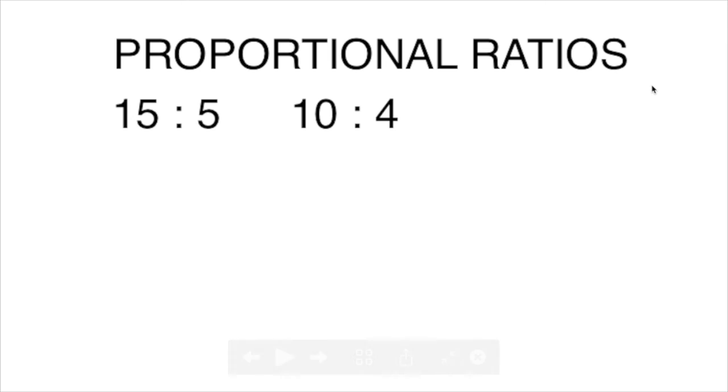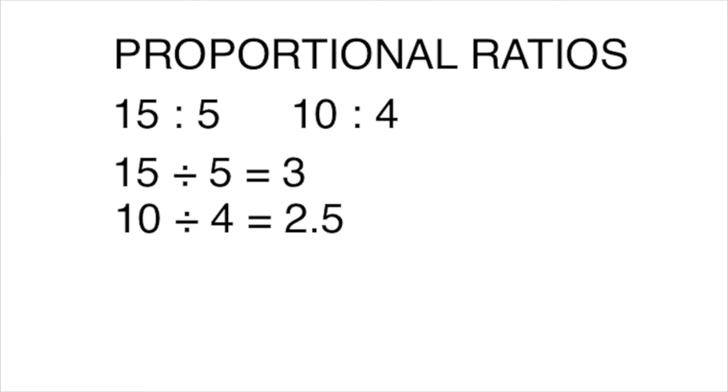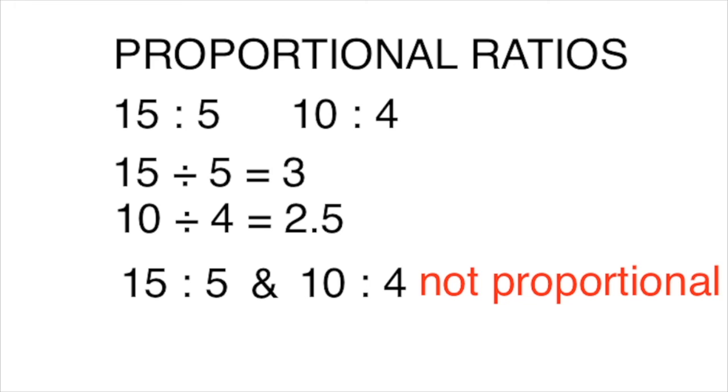Same idea. Start by dividing. 15 divided by 5 is 3. 10 divided by 4 is 2.5. Numbers are not the same. Okay, so they don't have the same proportion. So those two numbers, not proportional.